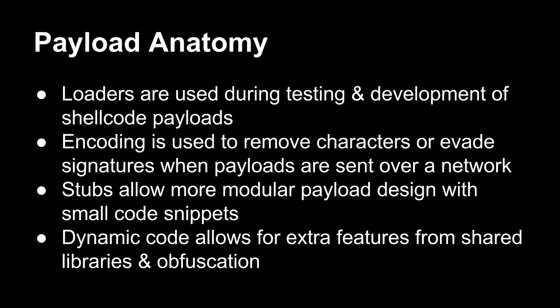Stubs allow more modular payload design with small code snippets that can be used interchangeably for various tasks. So anything that's sufficiently small and abstract is typically called a stub. It may be used for just simply setting up arguments in a way that's desirable and have no other side effect. Now, dynamic code in a payload allows for extra features from shared libraries and DLLs to be used, as well as advanced forms of obfuscation and evading detection.